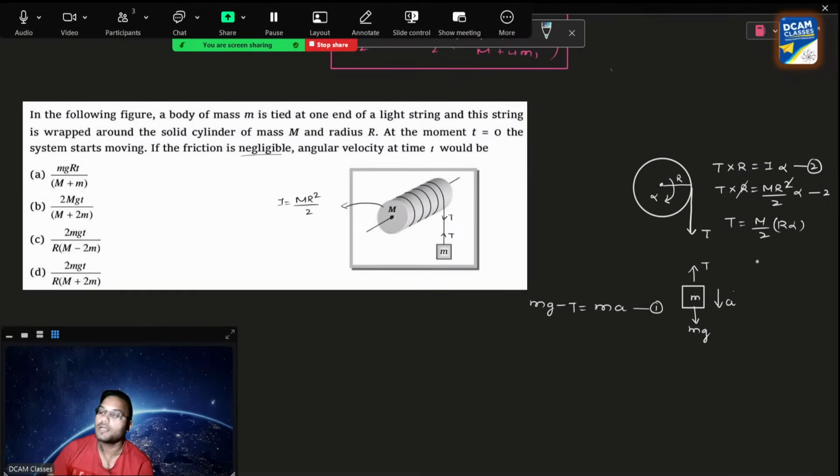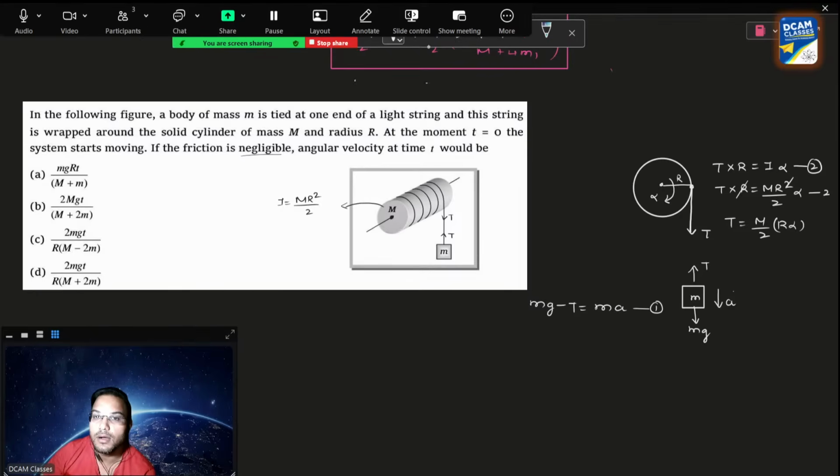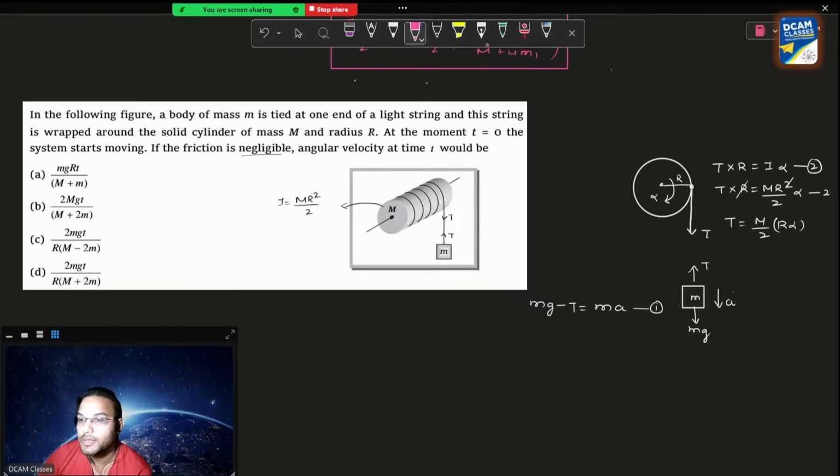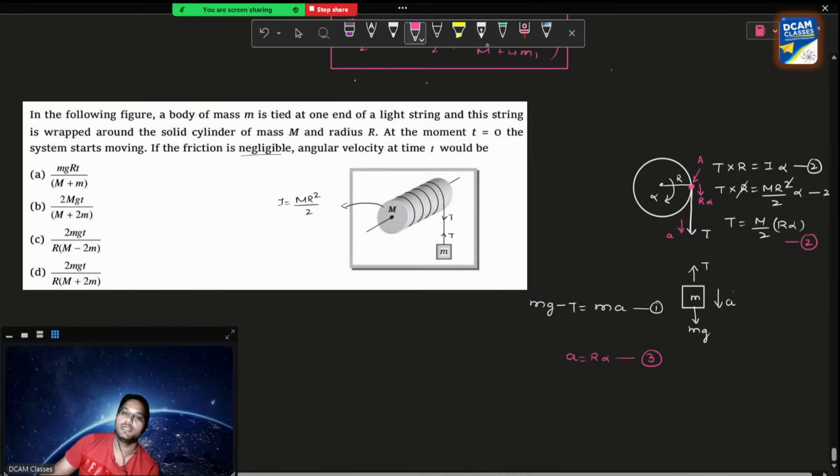T is equal to M by 2 into R alpha. Now here, if you see this point on the cylinder, the end A, at this point the acceleration, which is R alpha, should be equal to the acceleration a of the block of mass m downwards. So the third equation will be a is equal to R alpha. Now using the first, second and third equations, I can solve them to get the desired thing.